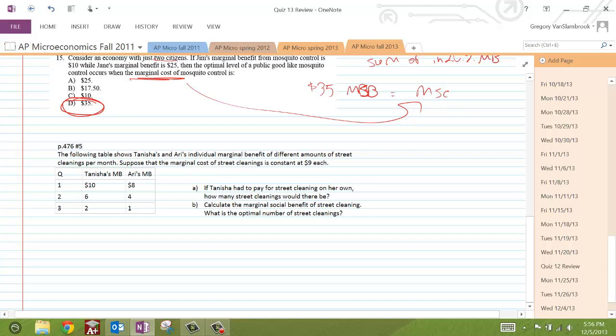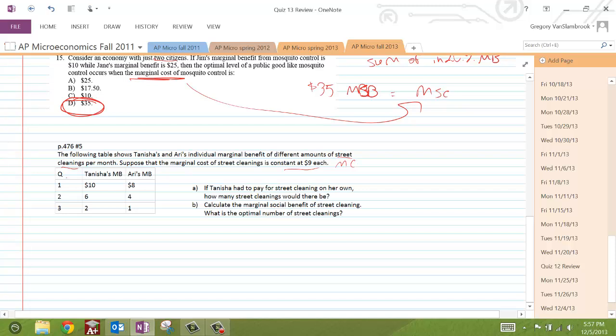the problem here is, again, from the end of the chapter in the textbook. Number 5, the following table shows Tanisha and Ari's individual marginal benefit of different amounts of street cleanings per month. Street cleaning would be a public good because it's both non-rival and non-excludable. Once you clean the street, you can't keep anybody from enjoying the benefits of the street cleaning, and my enjoyment of the street cleaning doesn't take away from your enjoyment of the street cleaning. Suppose the marginal cost of street cleanings is constant at $9 each. Here's our marginal cost. Here's our table.